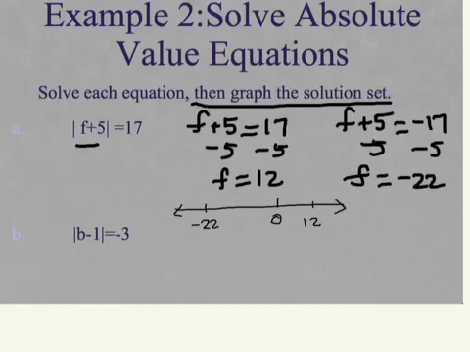And then when we are saying that a solution is verified, what we do is we actually fill in a dot there. So that's what they mean when they want you to graph the solution set: negative 22 and positive 12.